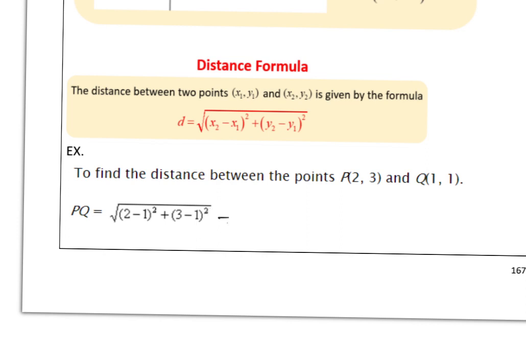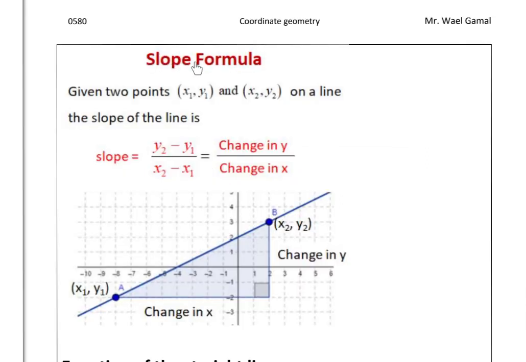Can you find the answer? 2 minus 1 is 1, 1 squared equals 1. Isn't it root 5? Because 3 minus 1 is 2, 2 squared is 4, 4 plus 1 is 5. So root 5, then we can find the approximated value for root 5, which is 2.236.